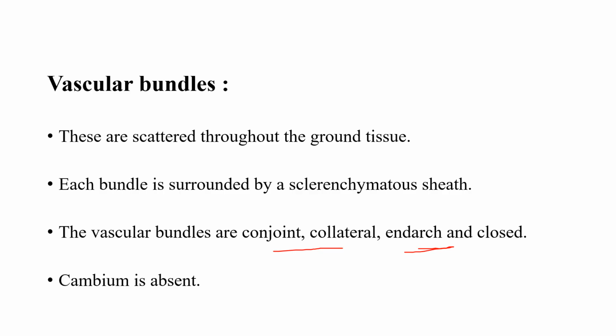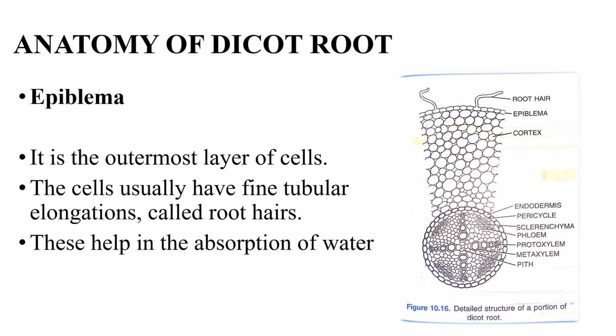Endarch. Endarch means the xylem is present inwardly. When the xylem is present outwardly, it is known as exarch condition. But the vascular bundle is closed in case of monocot stem. Closed means cambium is totally absent, and there is absence of secondary growth in case of monocot stem. Then anatomy of dicot root.